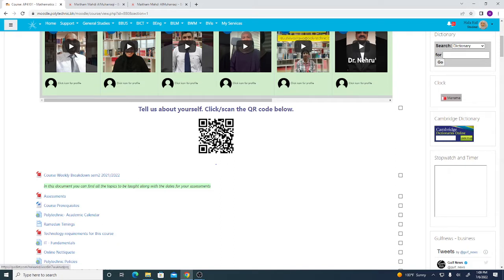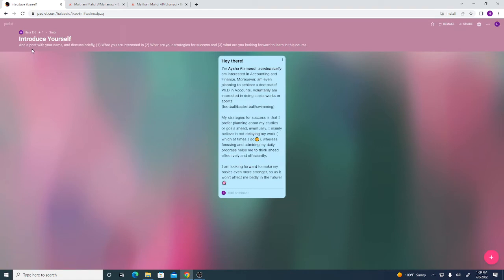on or scan. It will take them to a Padlet page where they can introduce themselves by answering basic questions. We've got one student answer already, although this isn't new, and we didn't ask the students to do so yet. So they can write about themselves, and we can have other students getting to know other students by visiting this page, adding comments as well.